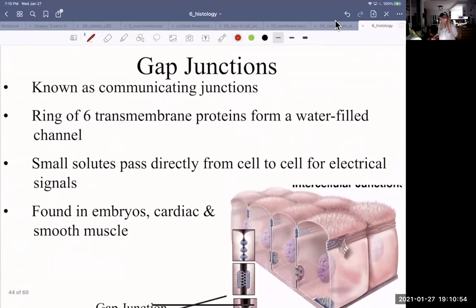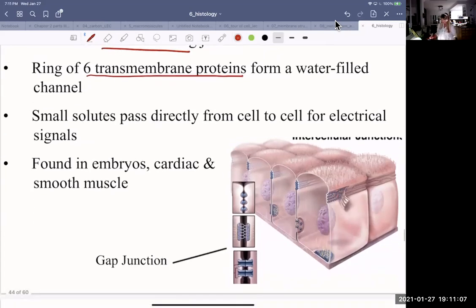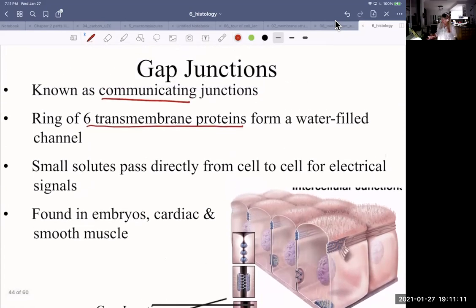Gap junctions are also known as communicating junctions. So this is where cells need to communicate with adjacent cells. They're a ring of 6 transmembrane proteins. They form a water-filled channel, the gap junctions. They're found in embryos, they're found in cardiac muscles, and in smooth muscle.